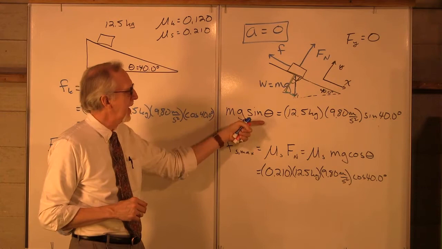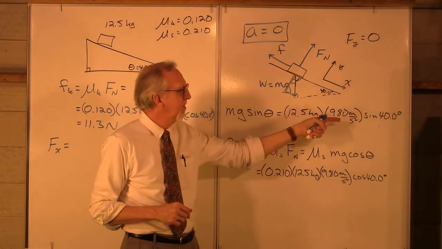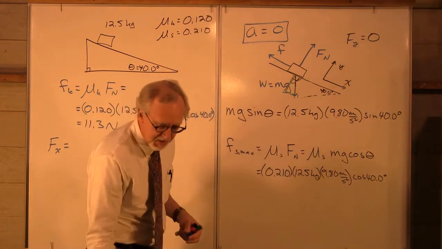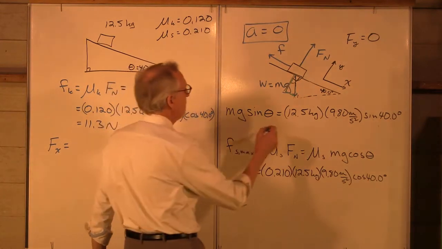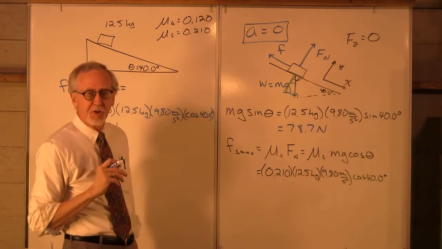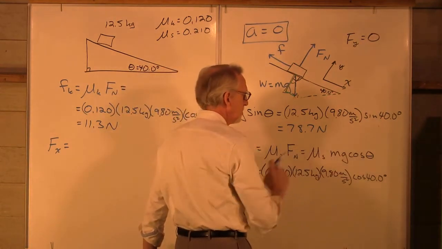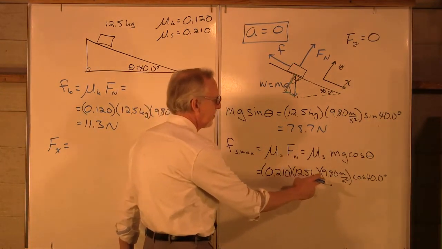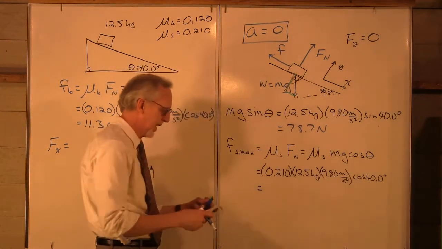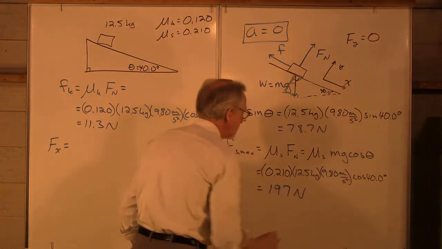Well, mg sine theta, the component of the weight down the incline, again, 12.5 times 9.8, but now sine of 40 degrees. What does that give us? That gives us 78.7 newtons. And what about the frictional force, Fs max? Again, μs times Fn, μs times mg cos theta, 0.210, 12.5, 9.8, but now cosine 40 degrees, multiply that out, and what do we get? In this case, we get 19.7 newtons.